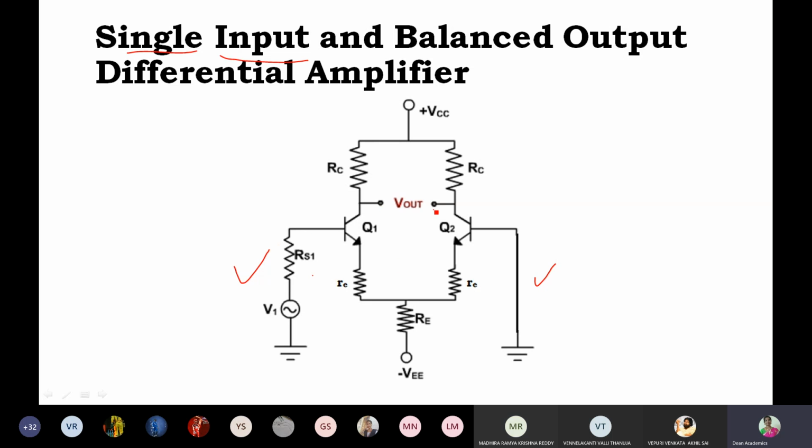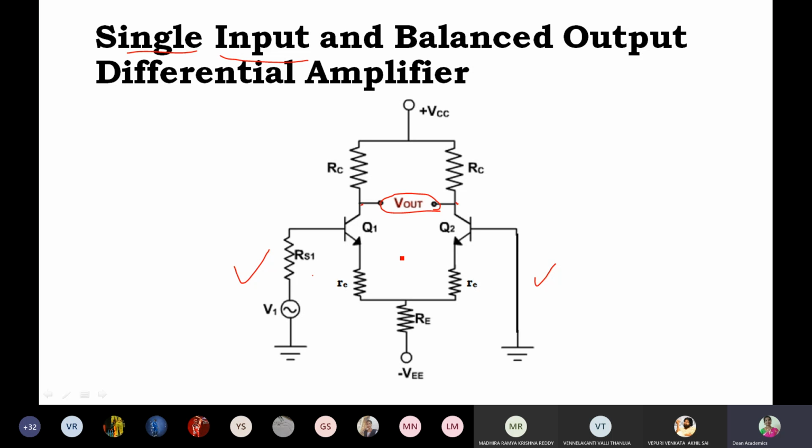What about the output? It is a balanced output, same as in the previous case, dual input balanced output. Similarly, we are taking it here. If it is a balanced output, it means we are taking the output from 2 collectors, that is double-ended output. If you observe on the internet, everybody talks about dual input balanced output differential amplifier only. For the remaining ones they just say, for a single input, the other input is shorted.